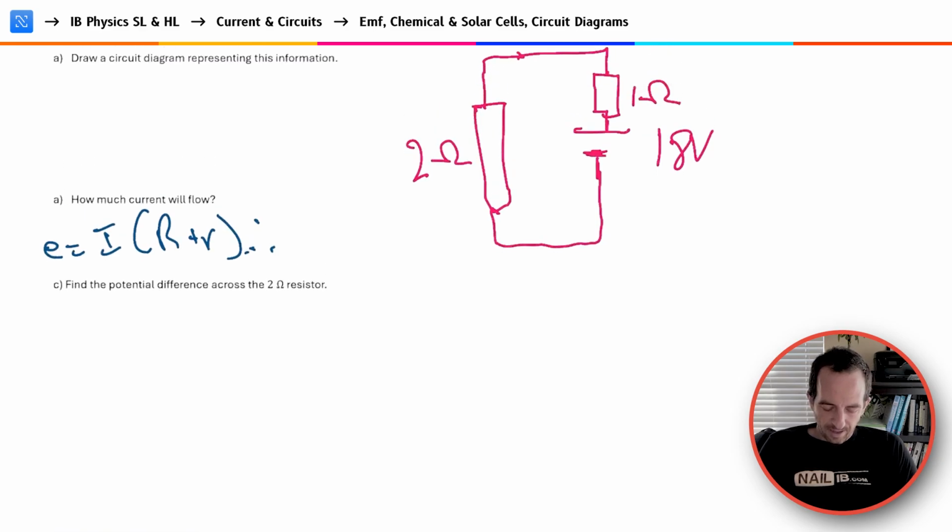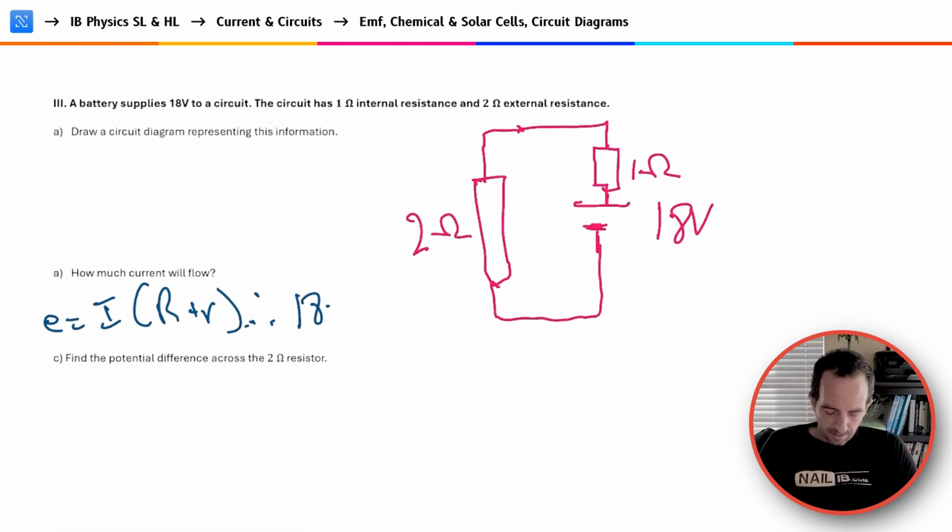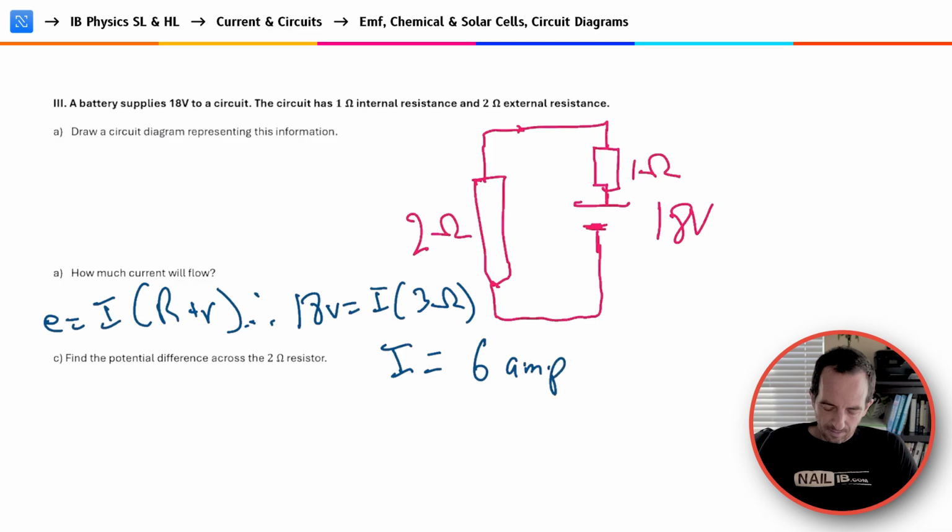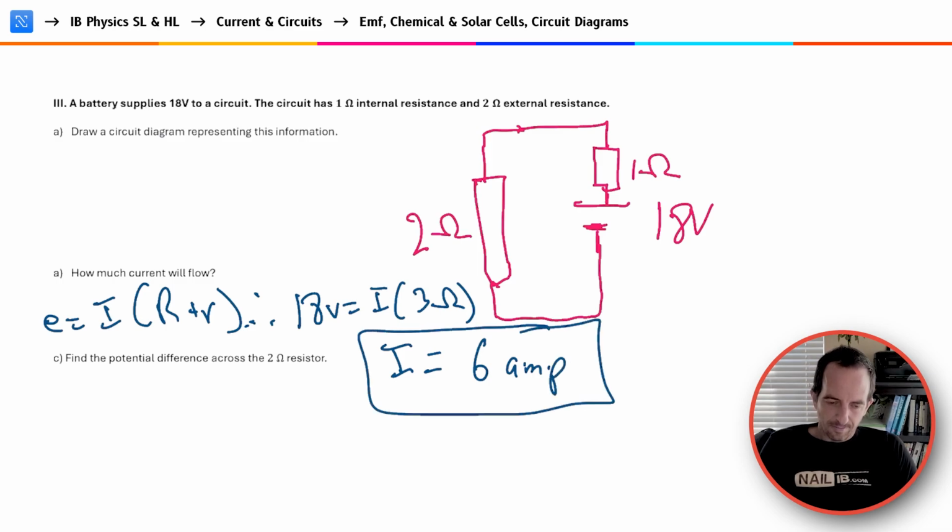Plugging in, how much current will flow? Well, we know that 18 volts is equal to the current times 2 plus 1, or 3 ohms. Current, therefore, is equal to 6 amperes. Right, 6 amperes. Straightforward. Part C. Find the potential drop across this resistor. How much potential drop are we going to have?